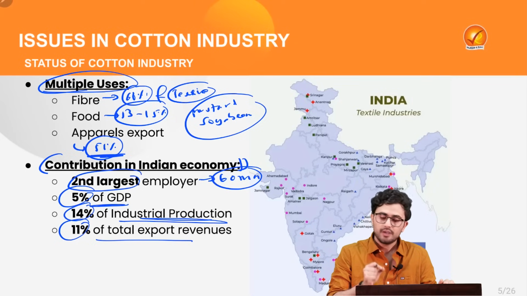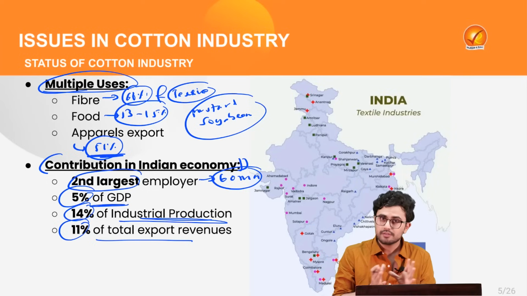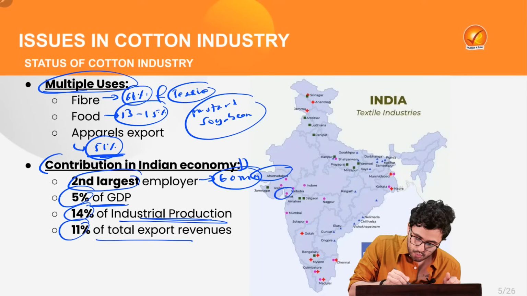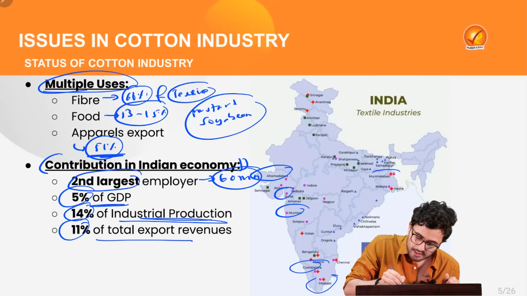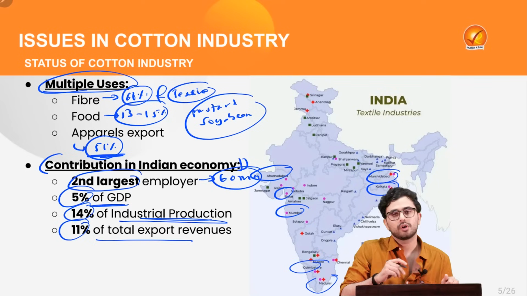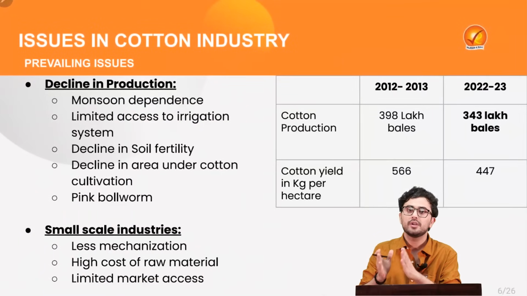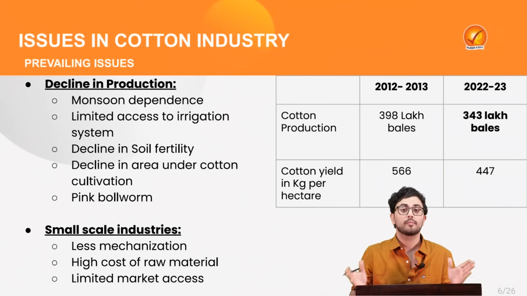As you guys can see on the map, there are various important cotton industries across our country, such as in Ahmedabad, Surat, Mumbai, Coimbatore, Madurai, also on the east side, such as in Murshidabad and Kolkata. Thus, this industry is very important for our country's overall economic growth.